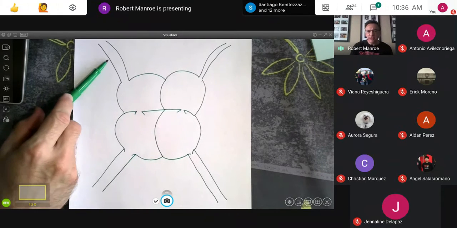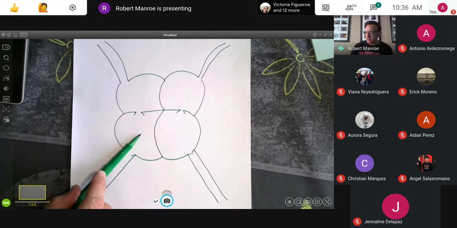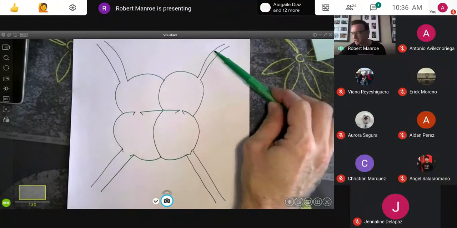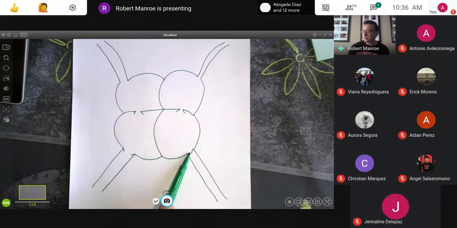So you have a blood vessel, chamber, valve. Chamber, valve, blood vessel. Blood vessel, chamber, valve. Chamber, valve, blood vessel. That's it. So shall we start labeling this? You have it? Yes. Cool.